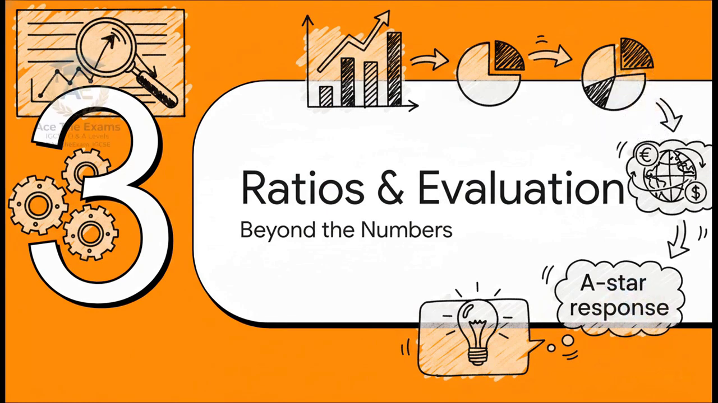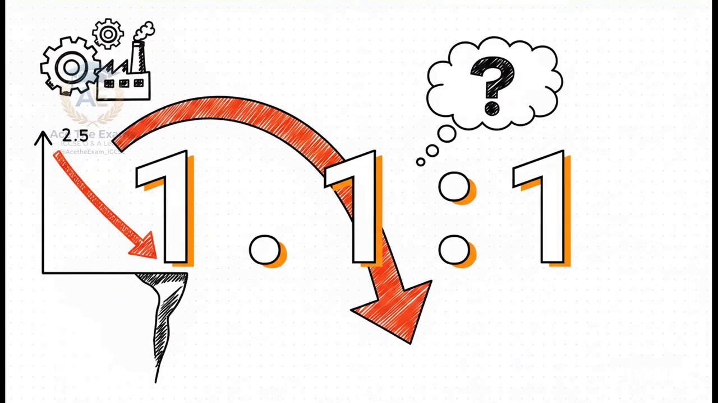This is where your investigative and practical skills get truly tested. Okay, imagine you're sitting in the exam, evaluating a manufacturing firm, and you see their current ratio plummet like this. It goes from a nice, healthy 2.5 to 1, crashing down to a really dangerous 1.1 to 1. You have to immediately step back and ask yourself, why did this happen?